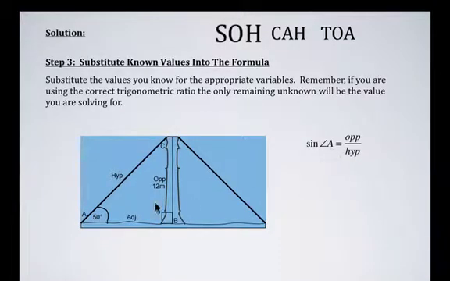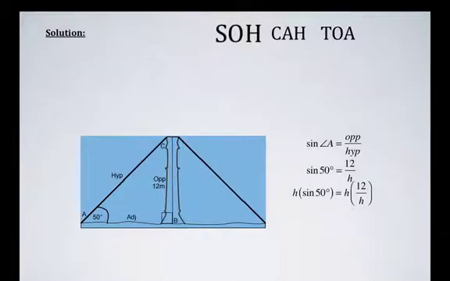Now angle A is 50 degrees, so sine of A is sine of 50 degrees. The opposite side is 12 meters, so we're going to sub in 12 for the opposite side. And we're looking for our hypotenuse, so we can call that h. Next, what we're going to do is we're going to solve for our unknown.